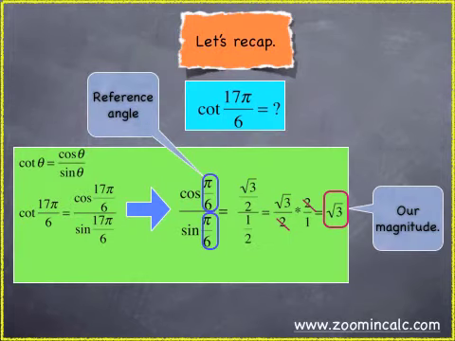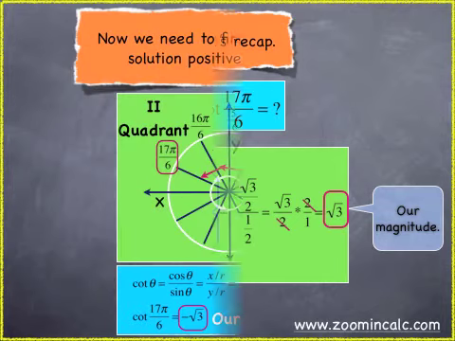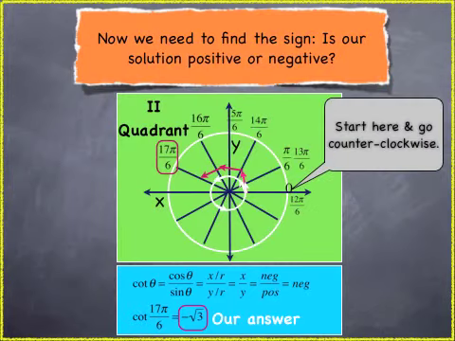Okay, so let's recap what we've done. We have the cotangent of 17 pi over 6. So first, we changed that to cosine and sine. Then we used the reference angle pi over 6. Then we solved the cosine of pi over 6 and the sine of pi over 6 using the tables that I showed you how to create. Did our math, and we wind up with the square root of 3. And as I said, that is the magnitude of our answer. But now we have to know whether our answer is positive or negative.